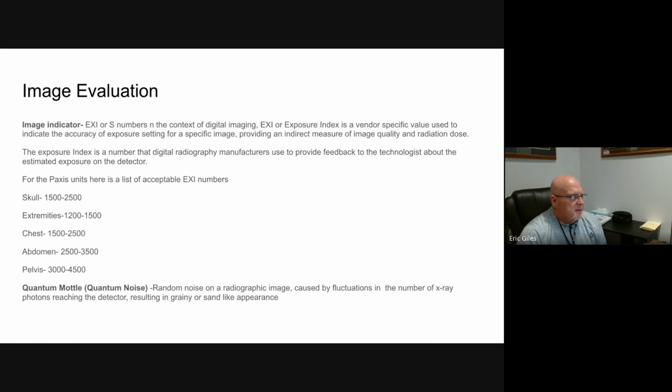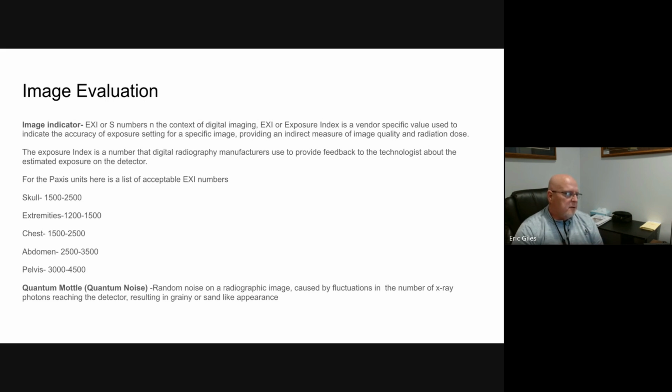We talked a little bit about image evaluation, the EXI number or the S number that comes up on your image when you take your image. And like I said before, it's just a number that's put there by the vendor to let you know at what range this image is exposed. It also helps us depict what kind of exposure the patient is getting. We don't have to worry a lot about these numbers other than knowing what they are and also knowing the parameters in which our images should be falling.